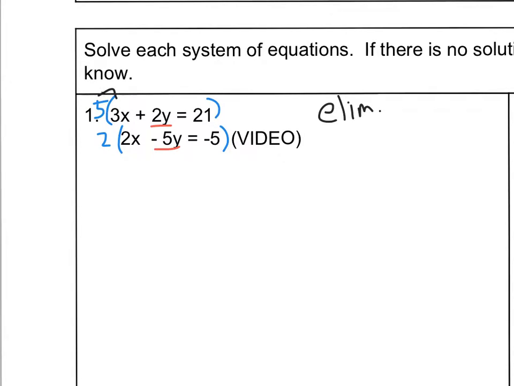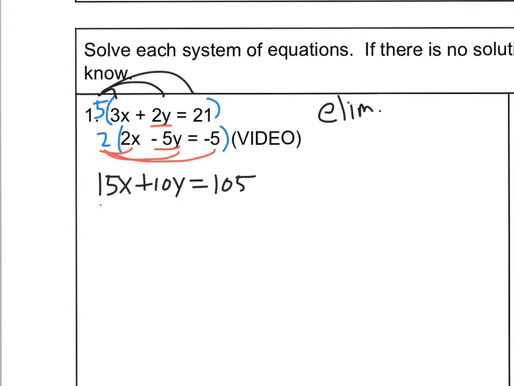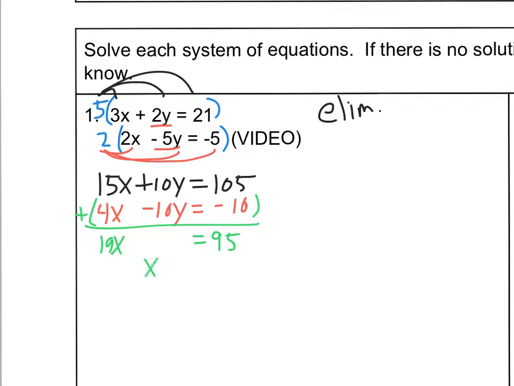So we've got 5 times 3x, 5 times 2y, 5 times 21, which gives us 15x plus 10y is equal to 105. On the bottom side, we've got 2 times 2x, 2 times negative 5y, and 2 times negative 5. So that'll be 4x minus 10y is equal to negative 10. Since I've got opposite signs here, now I can add those together. And we get 19x, 0y, and 95. When I divide by 19, we get x is equal to 5.